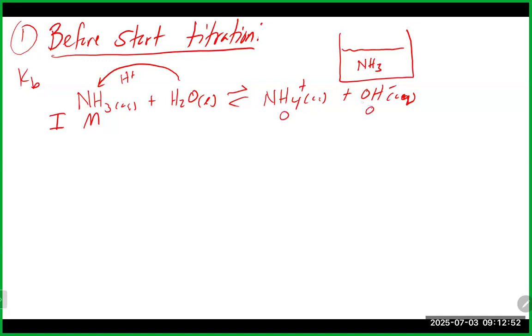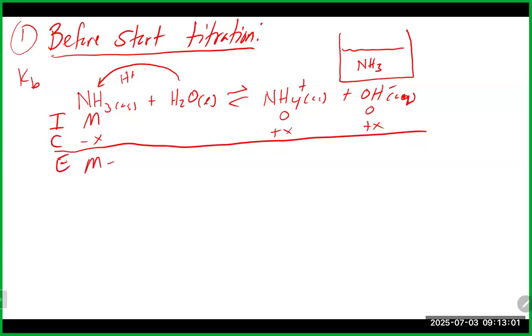These guys would be zeros. We would do a minus X, really plus X, plus X. That means at equilibrium, molarity minus X, X, and X. This would go into your Kb expression. Obviously, here you would solve for X, assumption, quadratic, whatever it may be.